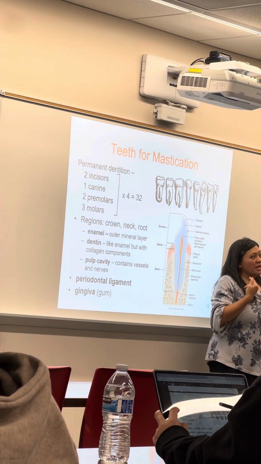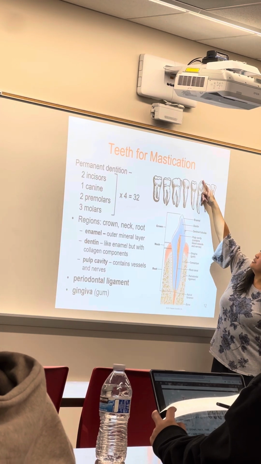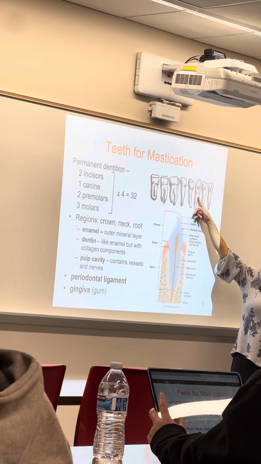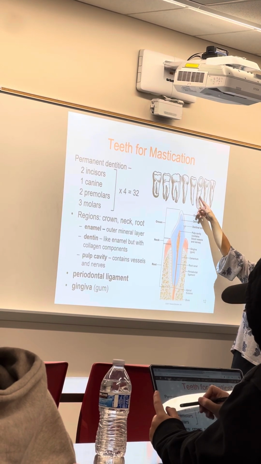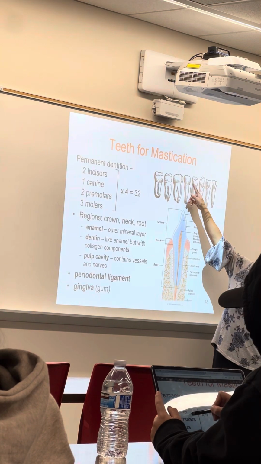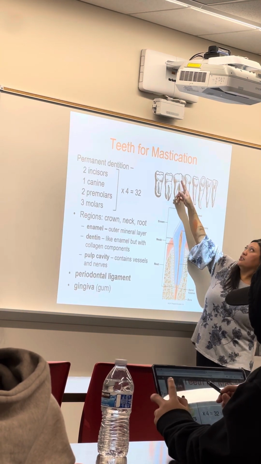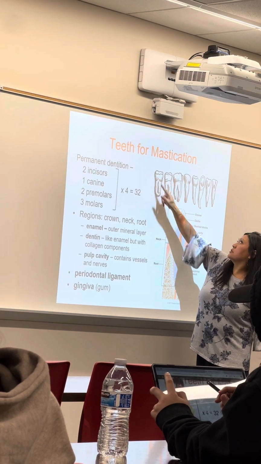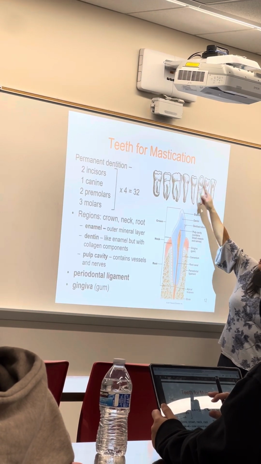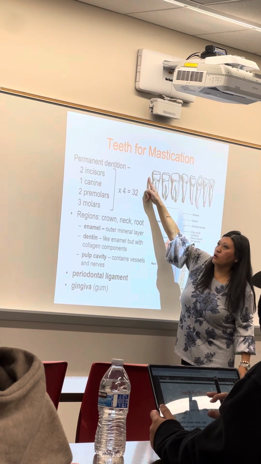You've got 1 canine. The third one down should be a little bit sharper than the first 2. That's going to be the canine. This is for tearing. Then you've got 2 premolars, and then you have 3 molars, okay? So these are your incisors, this is your canine, 2 premolars, and 3 molars.